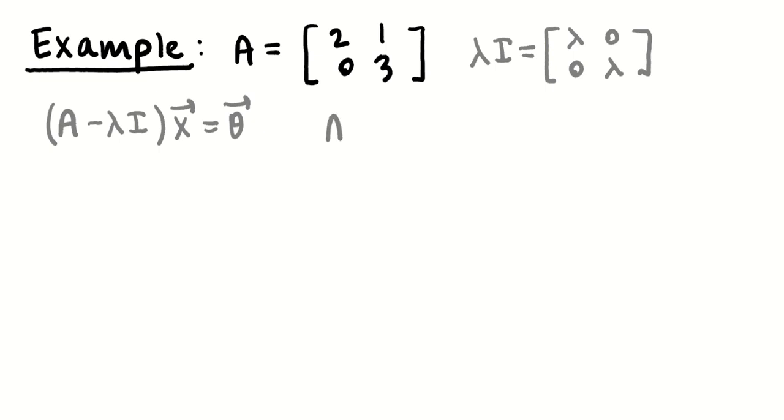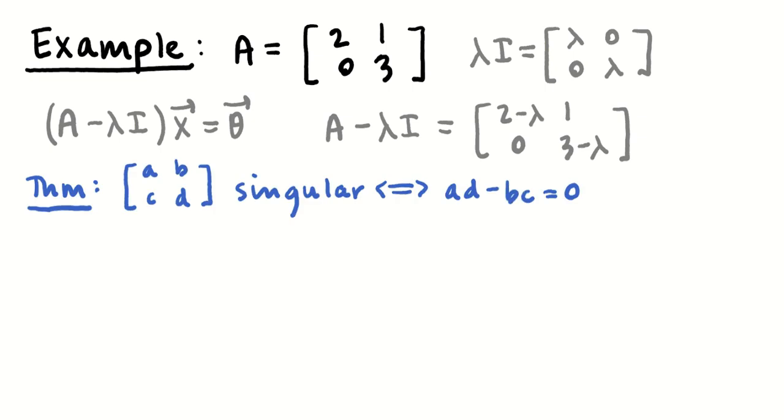So that A minus lambda I is equal to 2 minus lambda, 1, 0, and 3 minus lambda. And I need to do something to figure out how I can make sure that A minus lambda I is a singular matrix. Now, earlier in this class, I proved to you that a 2 by 2 matrix was singular if and only if AD minus BC was equal to 0. And so I'm going to use that fact on this matrix right here.